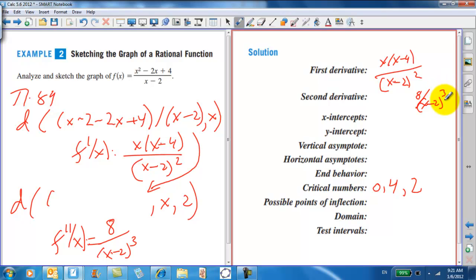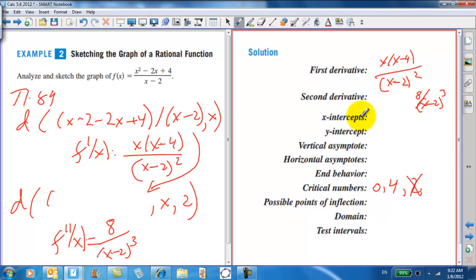So the second derivative is 8 over x minus 2 quantity cubed. So that also, 2, is going to be another critical number. It's a possible inflection point, but no, it can't be because it's going to make the function undefined. So actually I'm going to throw out 2 as a critical number because I realize in the original function it makes the function undefined. So we just have to look at 0 and 4 there. We're still going to lose that as some of our intervals. And also we want to look at some other things here.